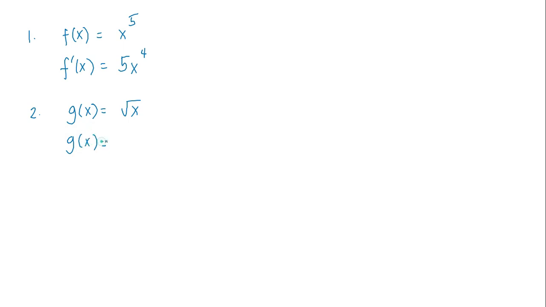Pero, alam naman nating lahat na ang square root of x ay pwede mong isulat bilang x raised to 1/2. Pwede na natin kunin ang kanyang derivative. Ibababa natin ng 1/2 and then babawasan natin ng isa ang 1/2 na exponent. Continuing, we have g prime x is equal to 1/2 x raised to 1/2 minus 1 is equal to negative 1/2. Okay?